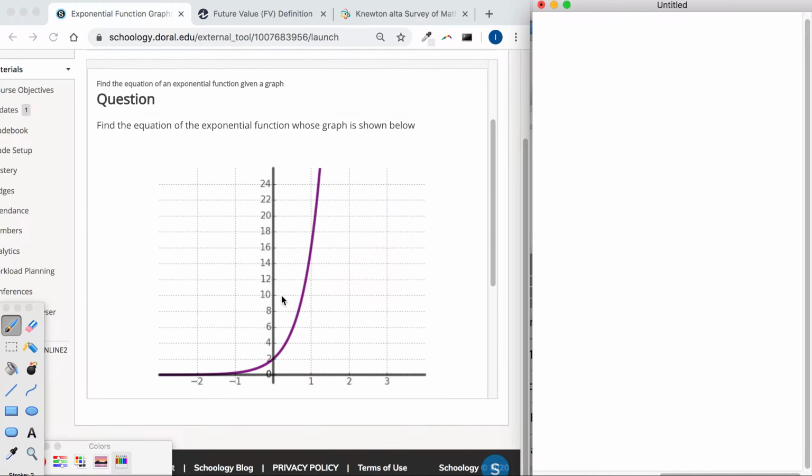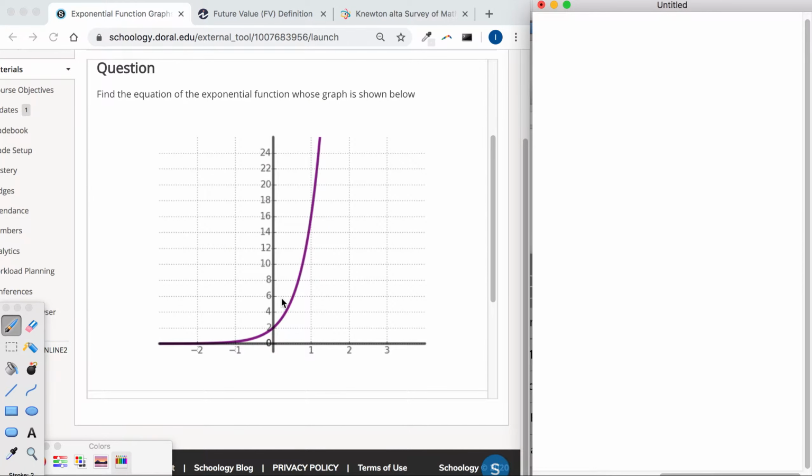The exponential function of the graph shown below. So I'm looking at points in the graph. It looks like it crosses at 0 on the x, 2 on the y, and then at 1 on the x, 16 on the y. All right, that's enough information to find the equation.